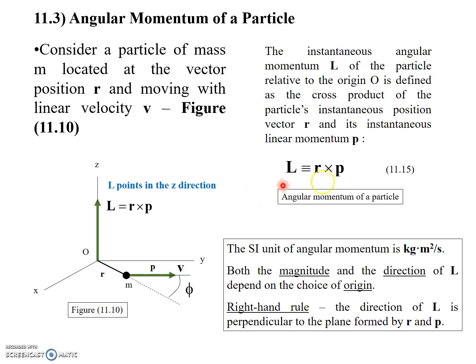The SI unit for angular momentum is kilogram meter squared per second. Both magnitude and direction of L depend on the choice of origin, that is the location of the axis of rotation. We also use the right-hand rule to determine the direction of angular momentum L, where you point your forefinger towards the direction of r and you curl your hand towards the direction of linear momentum p. Your thumb will show you the direction of angular momentum L.